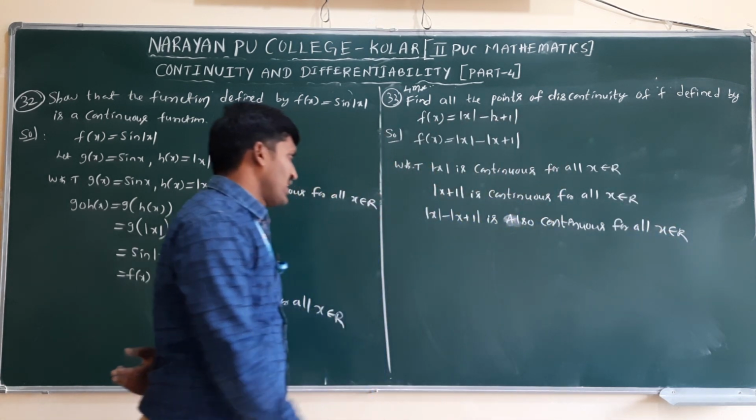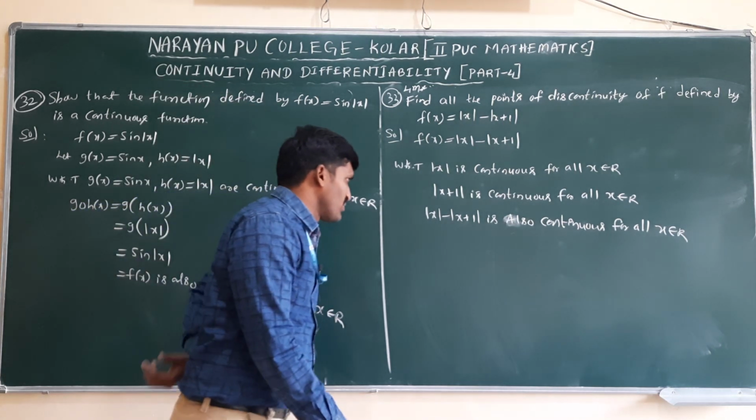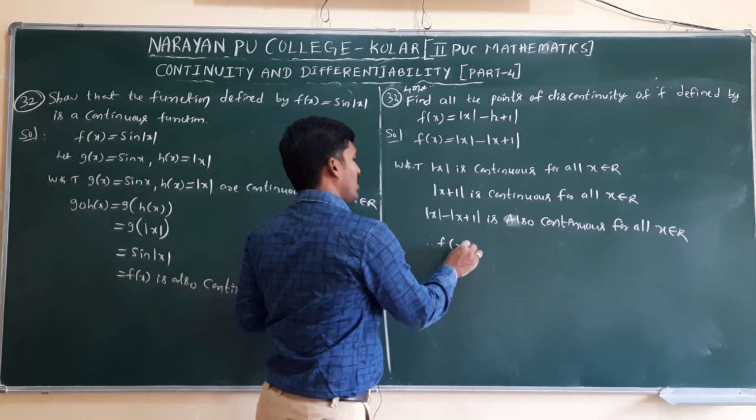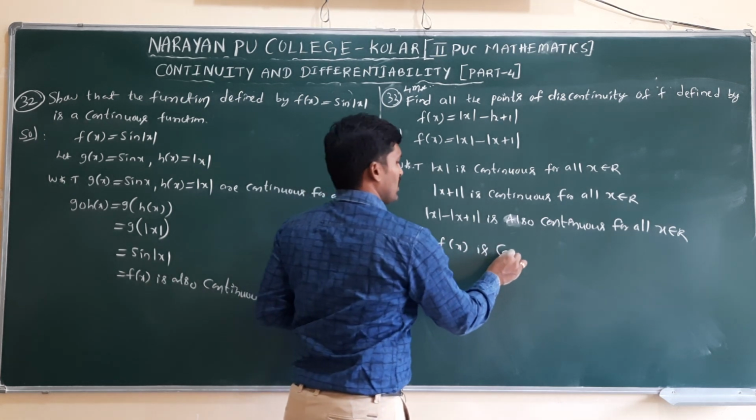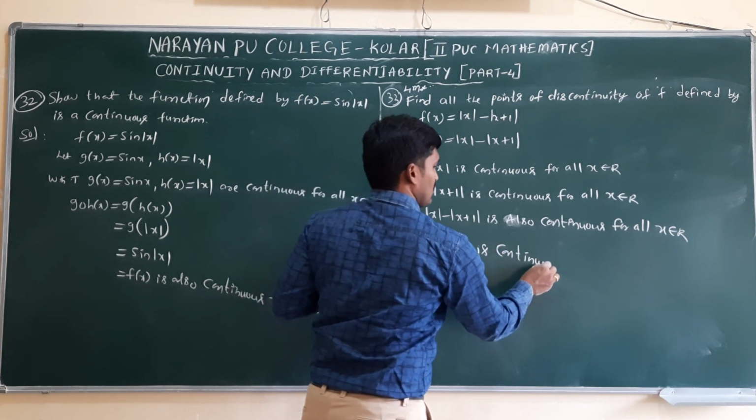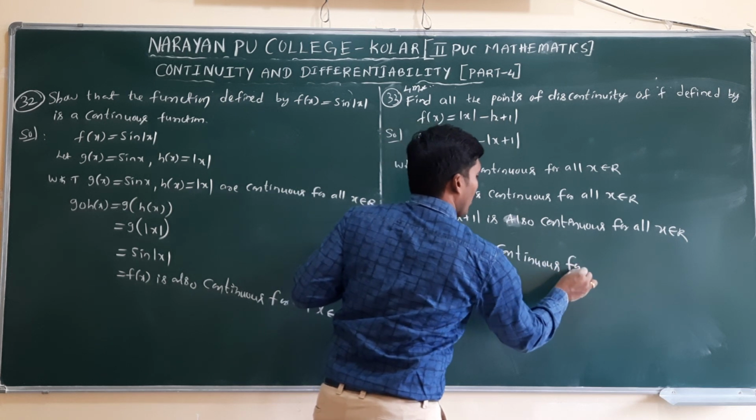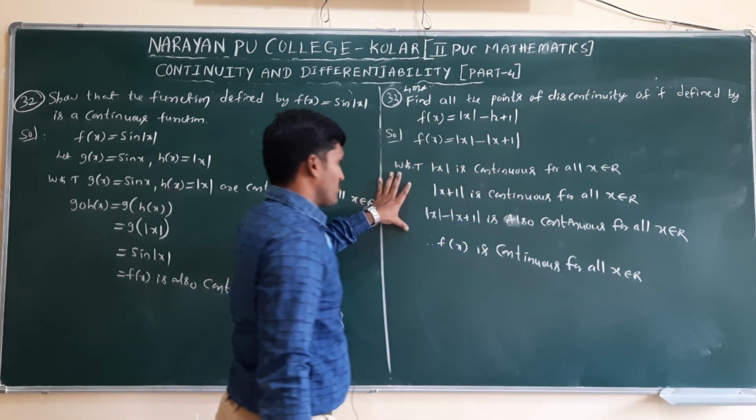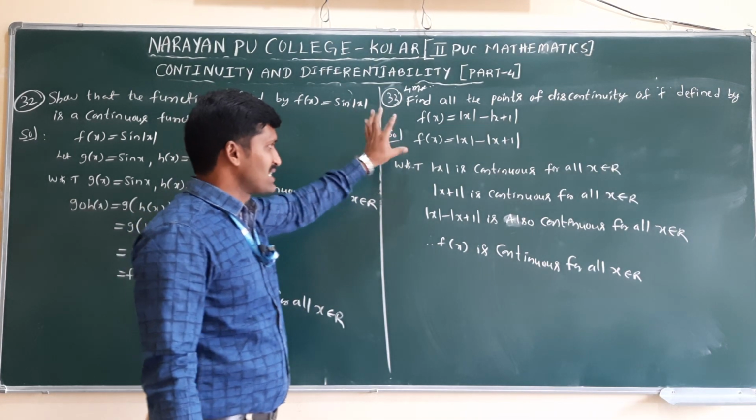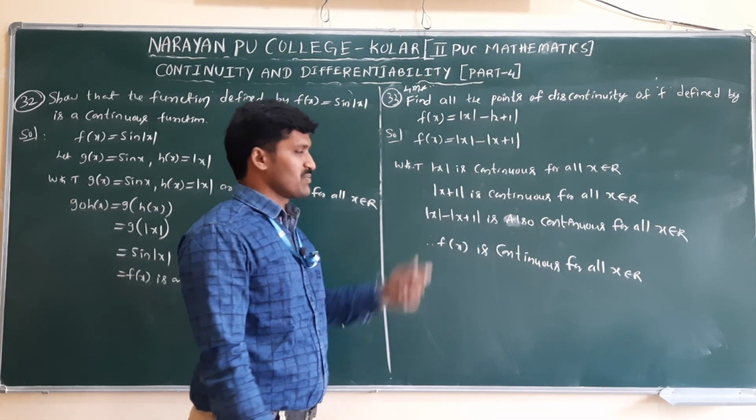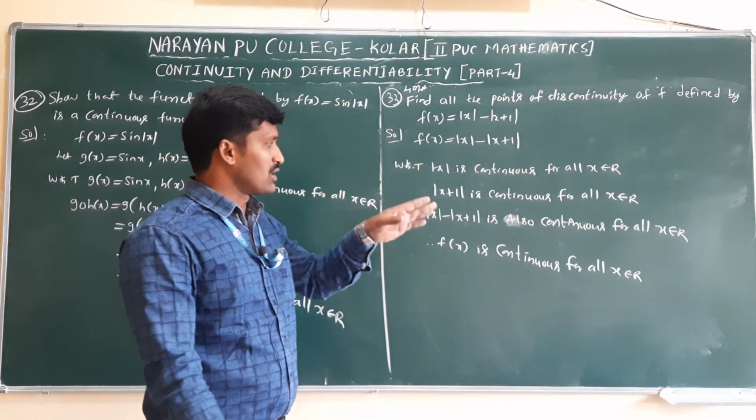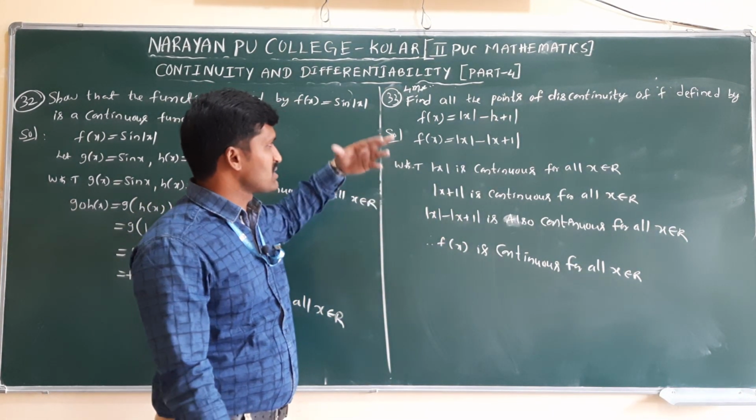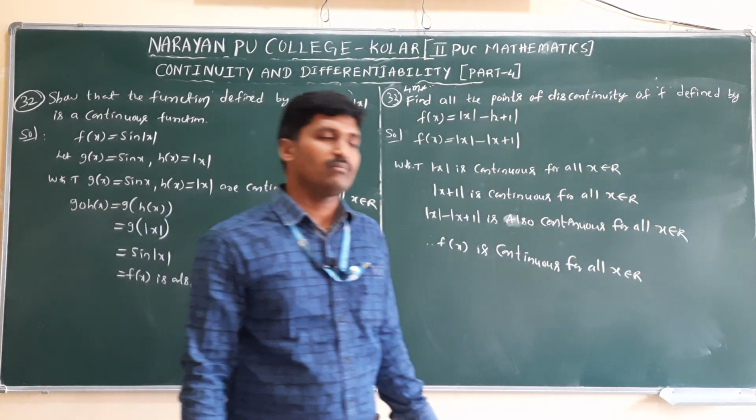Here mod x minus mod of x plus 1 is continuous, and which function is it? f of x. Therefore f of x is continuous for all x belongs to R. I think for 4 marks this much is enough, because we know the condition: mod x and mod of x plus 1 are both continuous for all real numbers, so the difference is also continuous. Only these 4 steps are enough, you will get 4 marks.